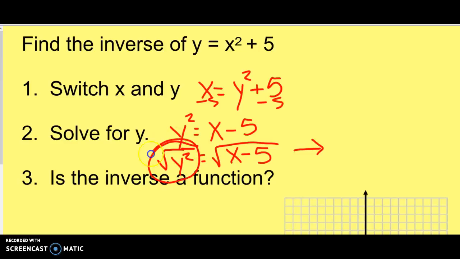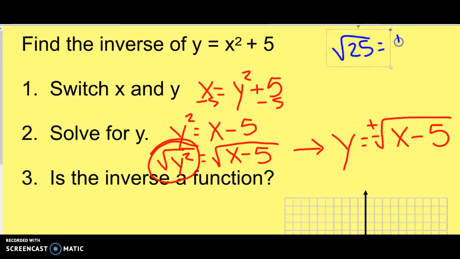Remember, when you take the square root of a square, you end up with just that variable or just that number that's under there. So now y is equal to the absolute value, I'm sorry, square root of x minus 5. And then don't forget, there could be a positive square root and a negative square root. Think about the square root of 25, it could be positive or negative 5. So we do the same thing here. We put in a positive and a negative. All right, so now let's go graph that.